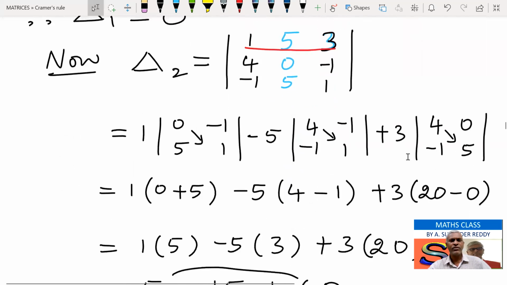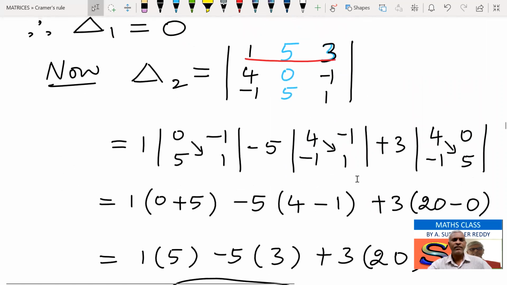Delta 1 value is 0. And delta 2, so 1 into 0 minus 1, 5, 1, plus 5 becomes minus 5. So except 0 5, take the remaining 4. For 3, except -1 1, take the remaining 4.